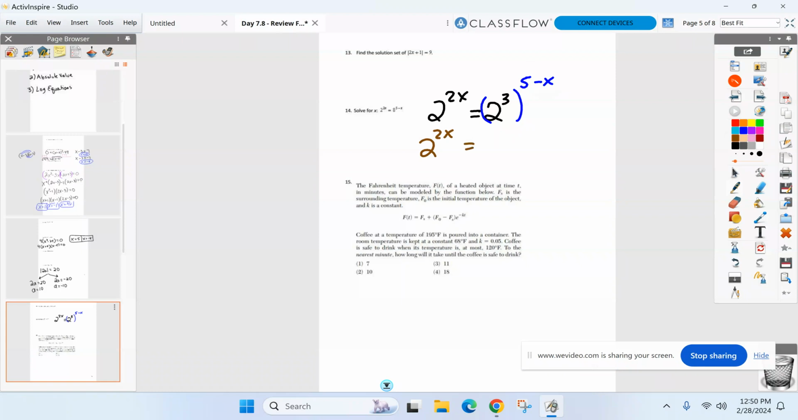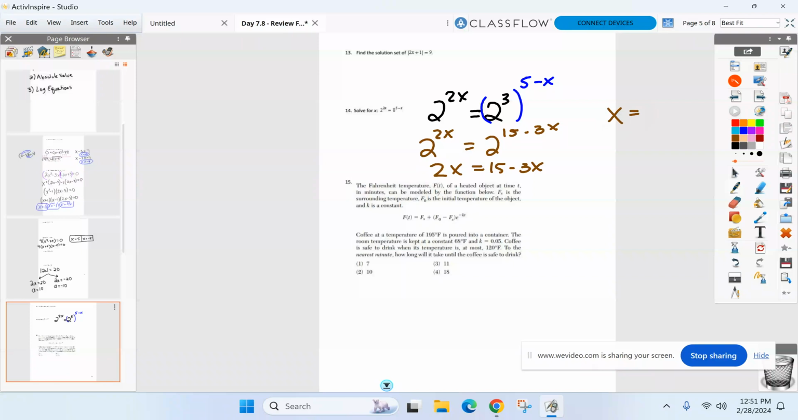So once I distribute, 15 minus 3x. Once the bases are the same, what can I do with the exponents, Emma? There you go. But the bases have to be the same. So I got 2x equals 15 minus 3x, and then solve away. When you have it, Emma, let me know.